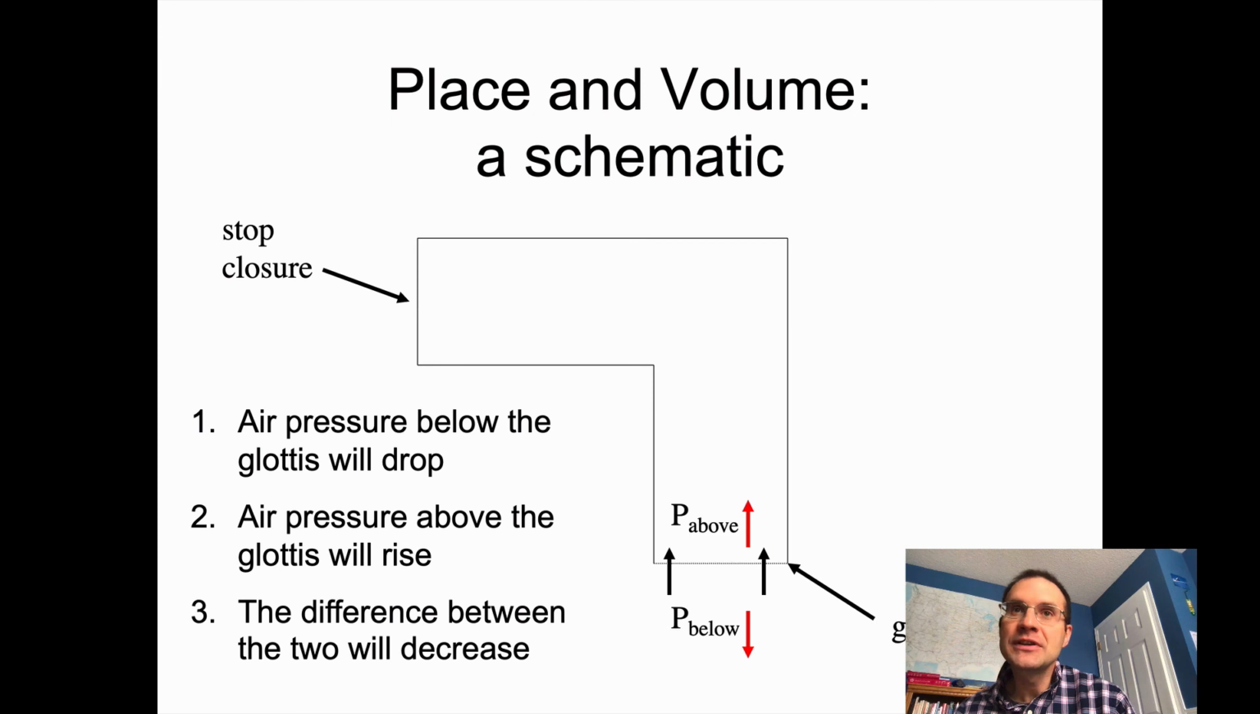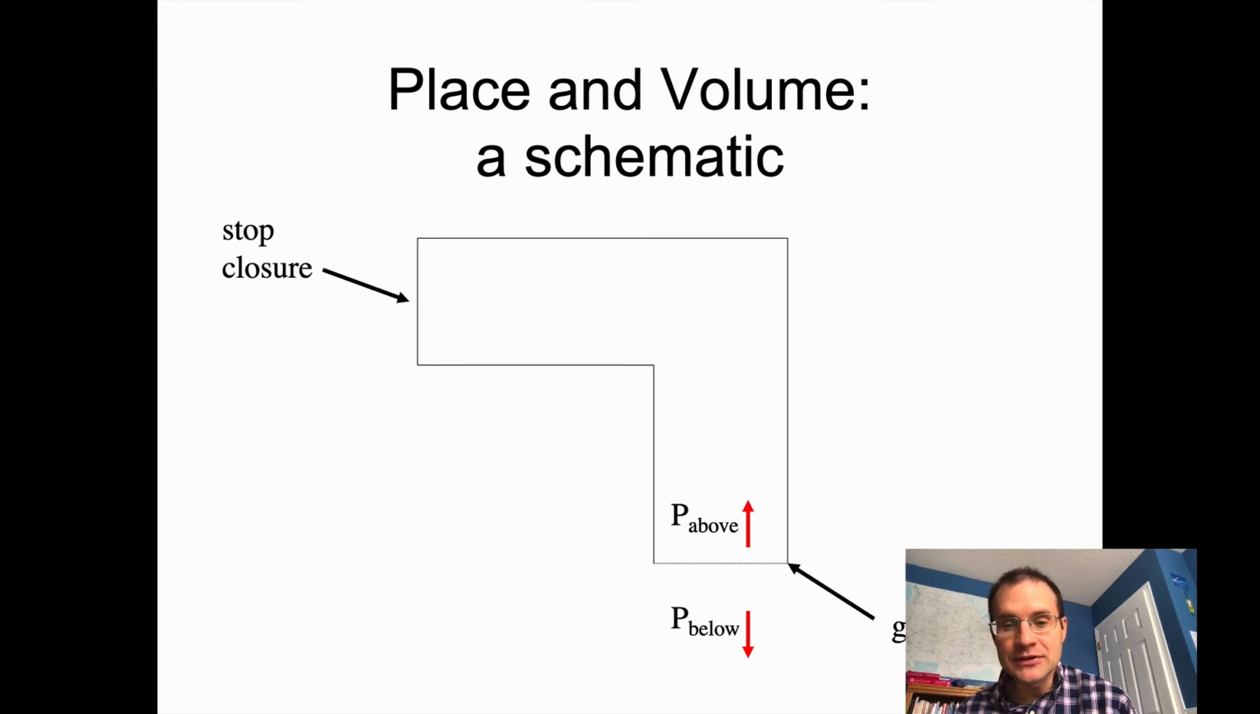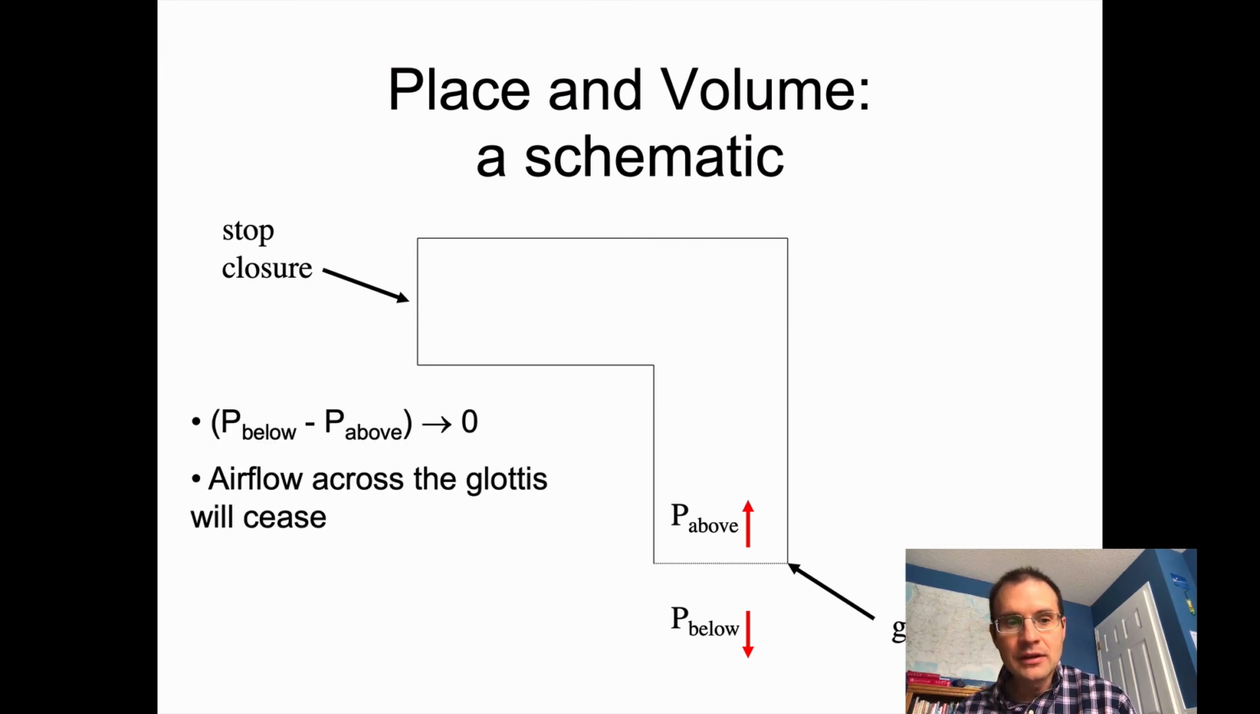And if it decreases to the point where there is no difference, then voicing stops. You need more air pressure down here than above here in order to get air flowing in this direction. And just by its nature, if you keep voicing and the air here has nowhere to go, that's going to kind of kill itself off. The pressure differential will basically diminish to zero over time, and voicing will stop.